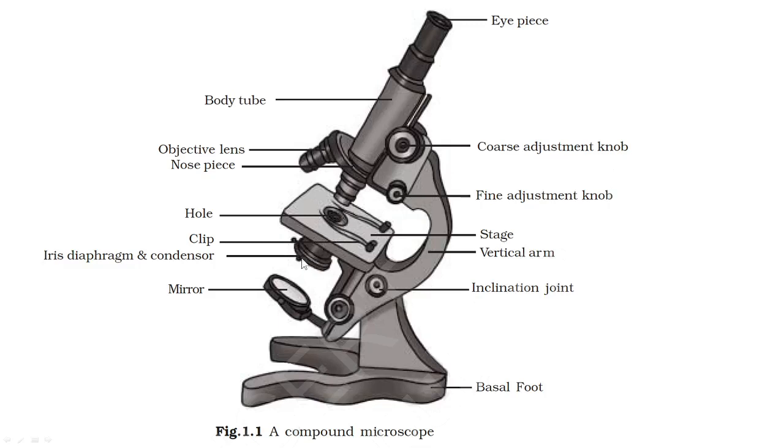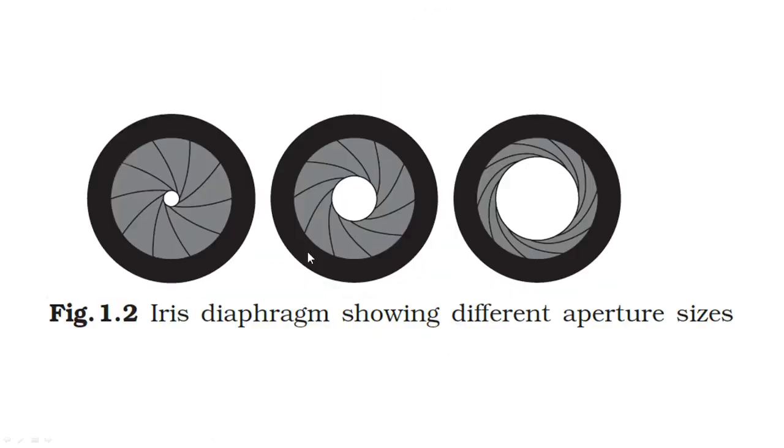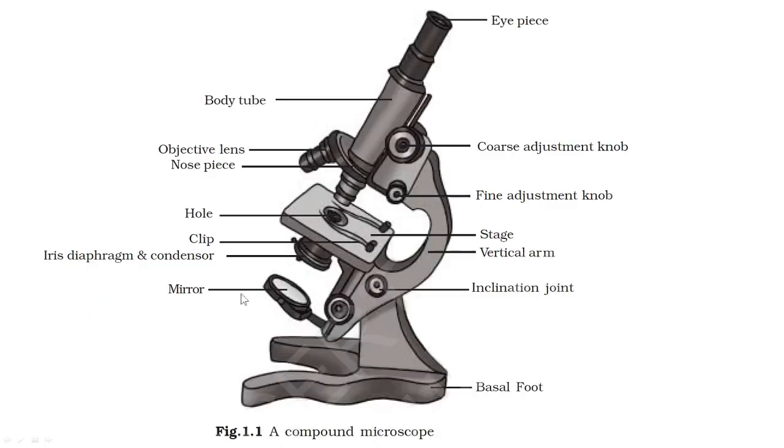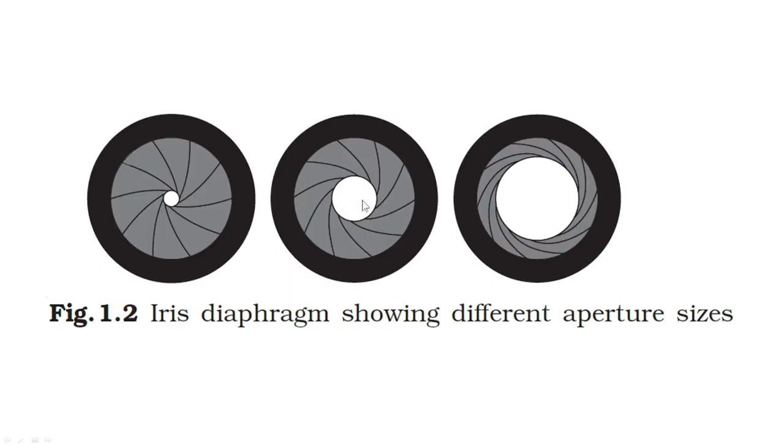The amount of light entering the hole over here can be adjusted with the help of the iris diaphragm and condenser. The iris diaphragm is like an aperture, just like a hole. The logic is, if the hole is small, less light will enter and the field will be dark.